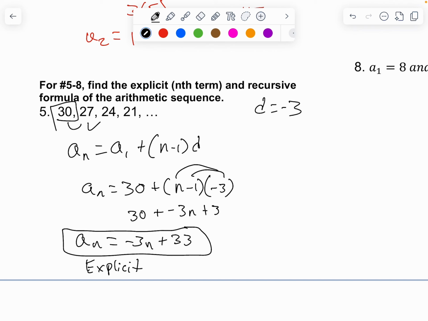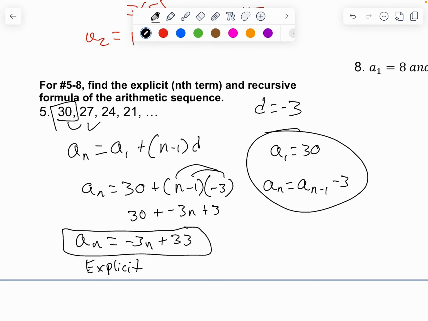The recursive, we need to list the value of our first term. So our first term is 30. So A1 equals 30. And then I need to say that any term we're looking for is the value of the term that we have before it plus the common difference, in this case minus 3. So if I need to know my second term, I would take my first term and then subtract 3 from that. So this is our recursive formula.